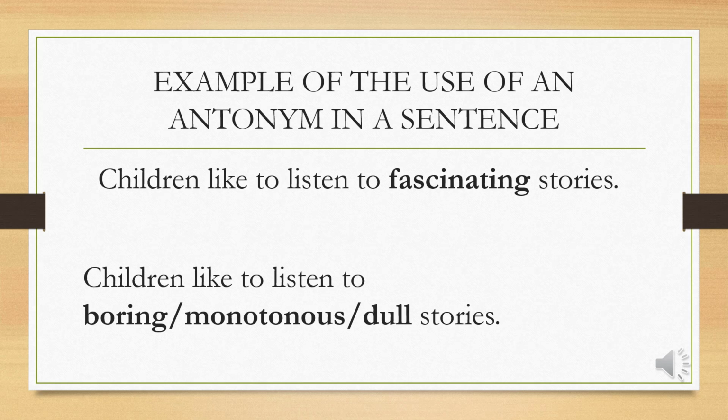Now, let's discuss antonyms. Antonyms are words or phrases with opposite or contrasting meanings. Antonyms can be used to demonstrate contrast between two things. Here is an example. Children like to listen to fascinating stories. Children like to listen to boring, monotonous, dull stories. In the second sentence, instead of fascinating, you can use boring or monotonous or dull.